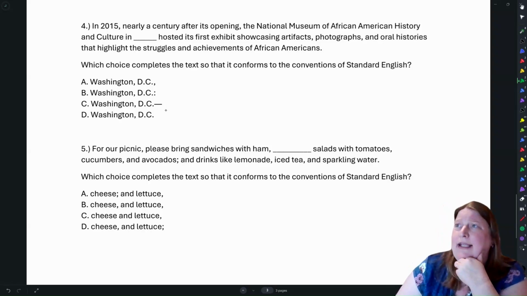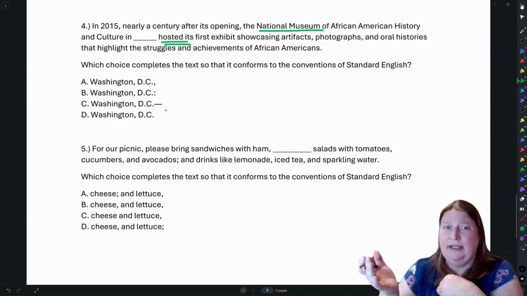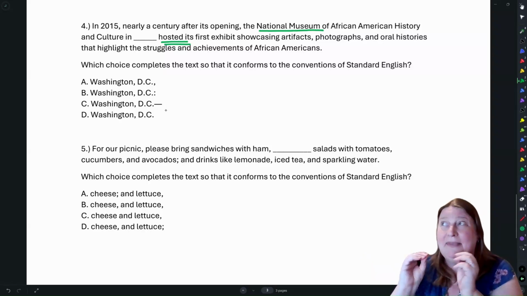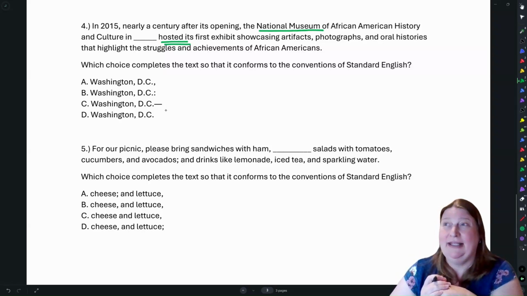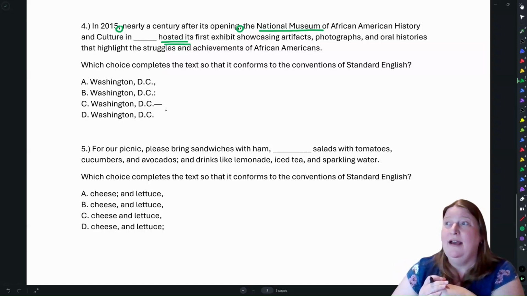Let's read it. In 2015, nearly a century after its opening, the National Museum of African American History and Culture in DC hosted. Hosted is the verb, and this National Museum is the subject. What I do not want in between the subject and the verb is any kind of punctuation unless it's a pair. And I do not see a chance to put a pair of commas between the subject and verb. I do see a pair of commas here, but I already have the start and finish. I don't need a third one there.